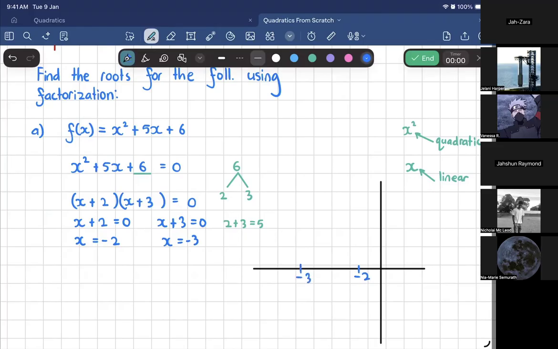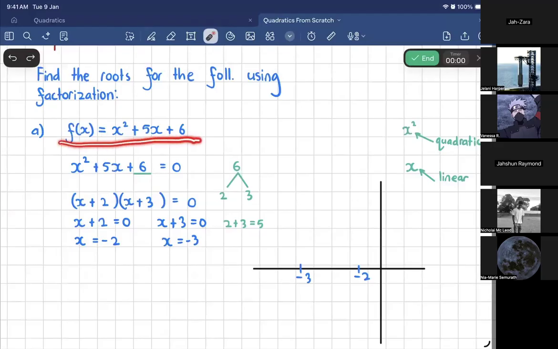Next thing, is my graph a maximum or a minimum? Look at the function we're dealing with. Is it a maximum or a minimum? Anybody in class could answer this. Look at this. Minimum. How about the rest of you all?